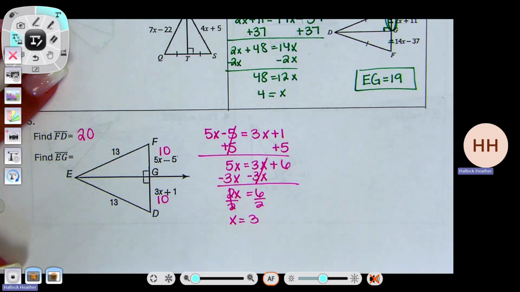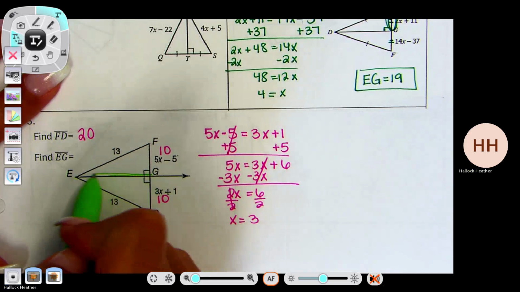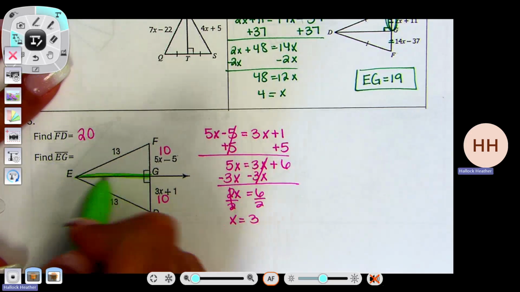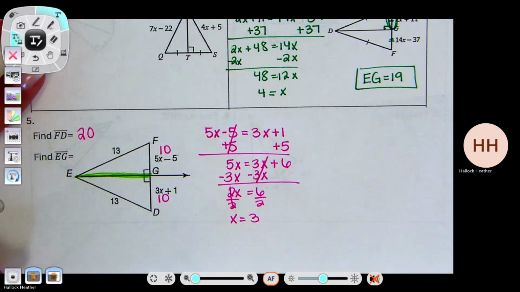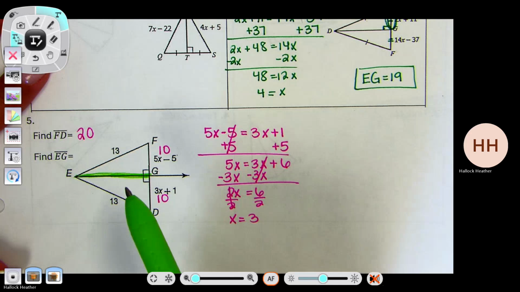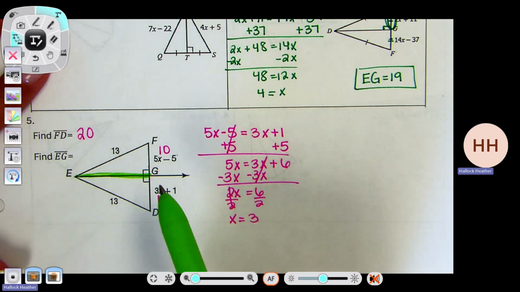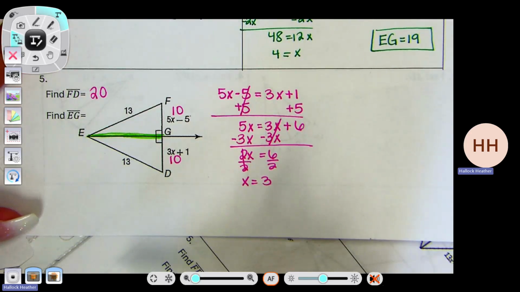So we need to find the next part. We need to find EG. So that's like the height. It's just fallen over. It's not 90. The angle is 90. 13. That's correct. So you have to do the Pythagorean theorem. So you want to know the height of the triangle.